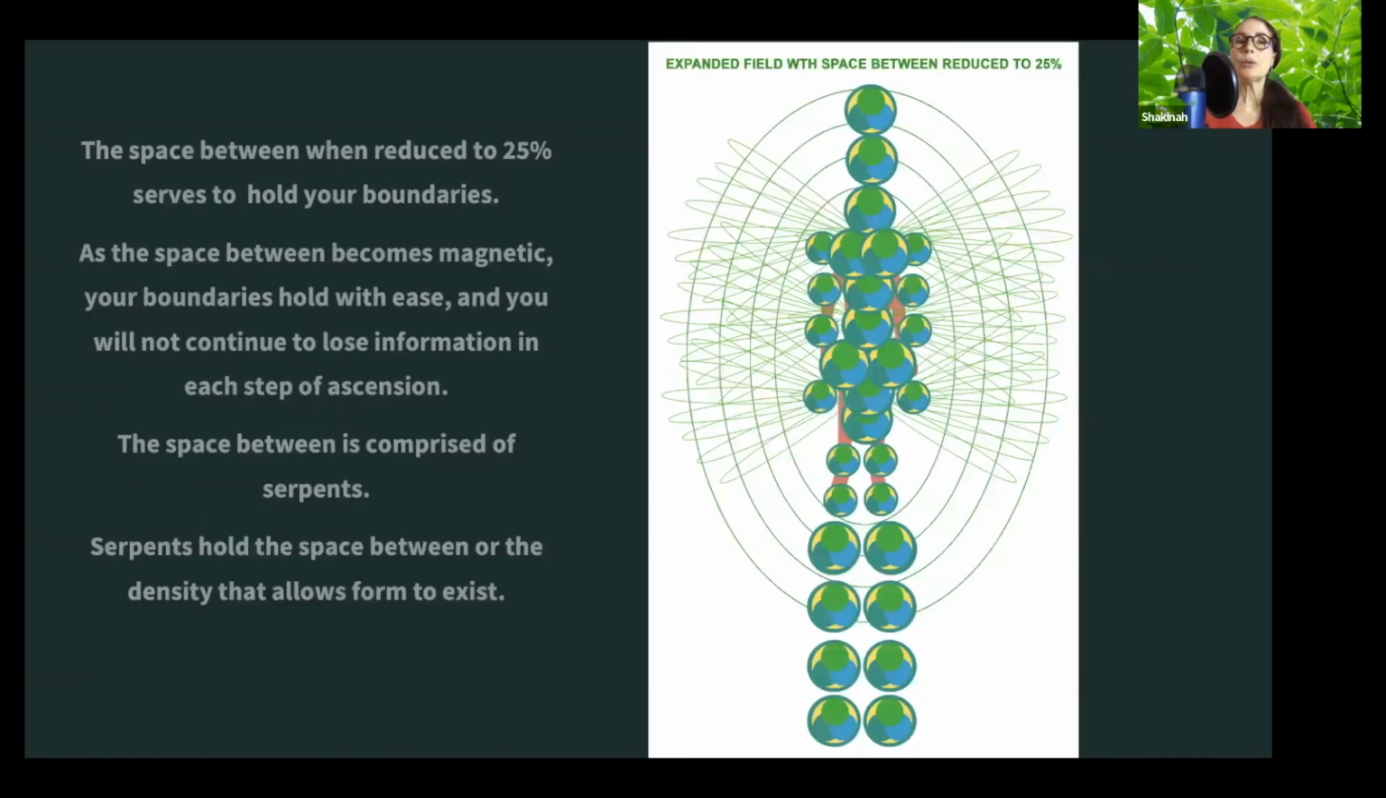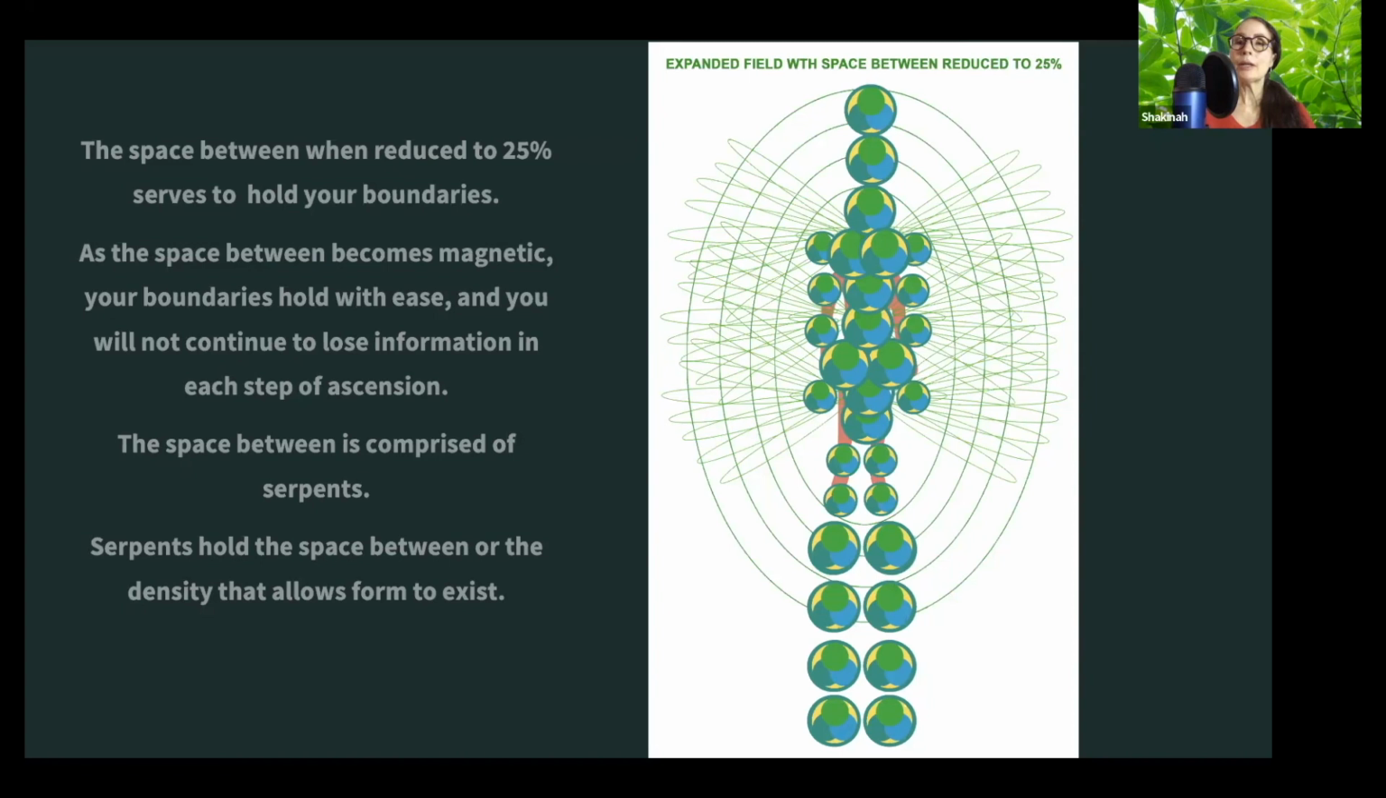The space between, when reduced to 25%, serves to hold your boundaries. As the space between becomes magnetic, your boundaries hold with ease, and you will not continue to lose information in each step of ascension. The space between is comprised of serpents. Now, these are language of light serpents or magnetic serpents. Serpents hold the space between, or the density that allows form to exist.